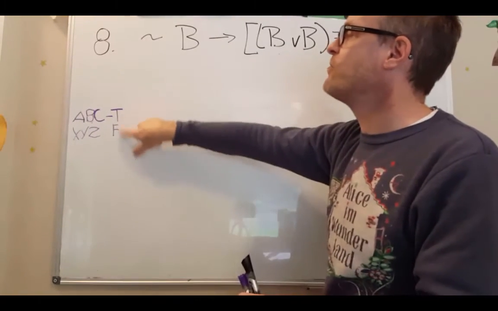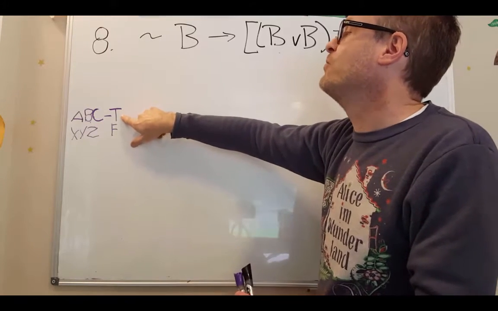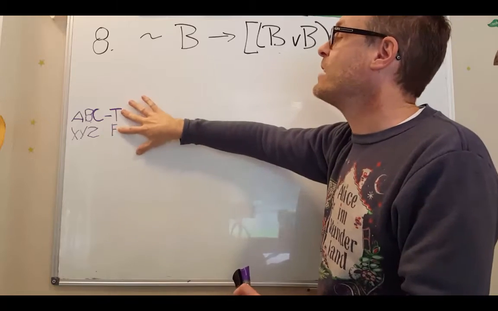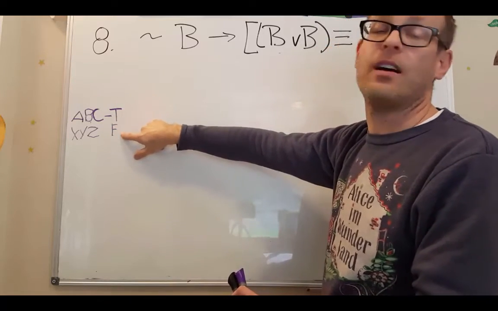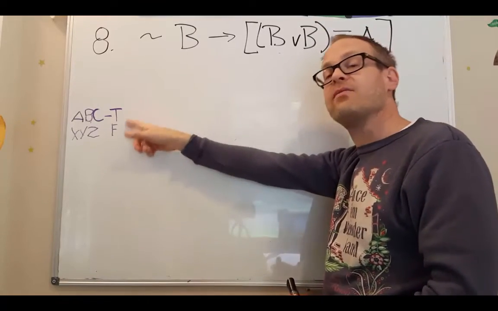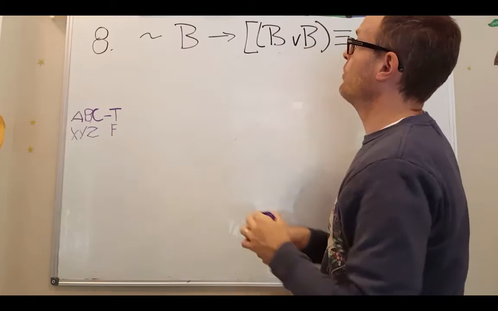Remember, we're given the truth values here of A, B, and C for true, and X, Y, Z for false. So here they're telling you what the value is of these individual statements. And thank you to Owen for writing that up on the board for me.